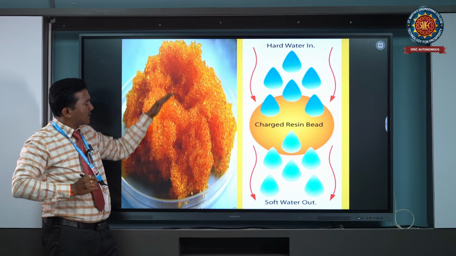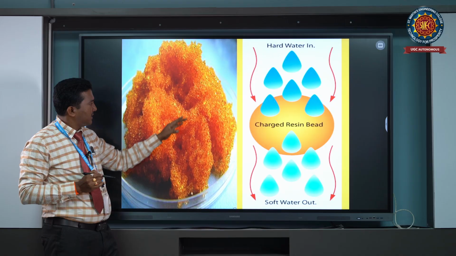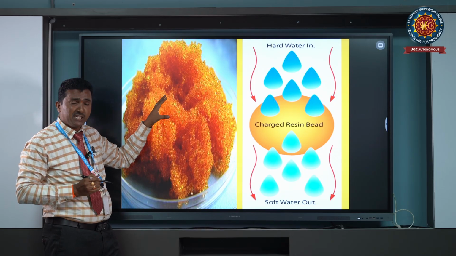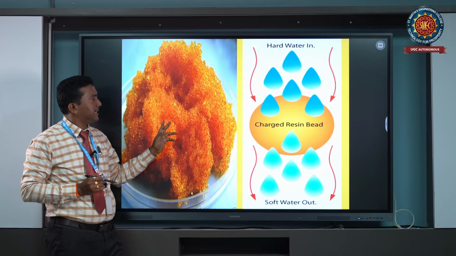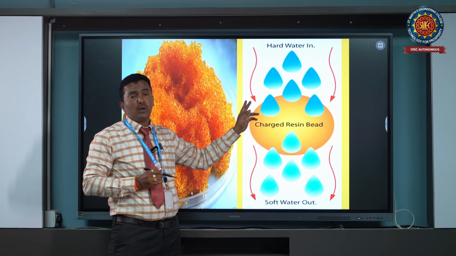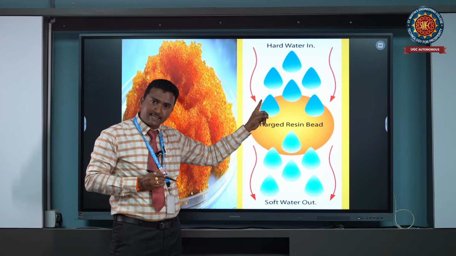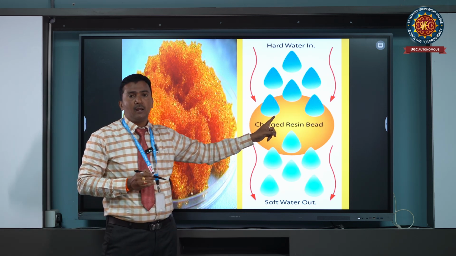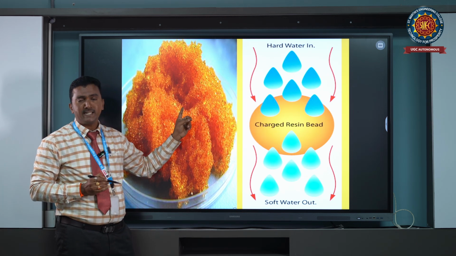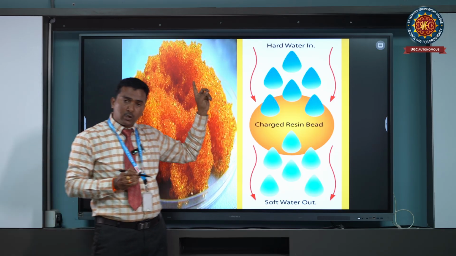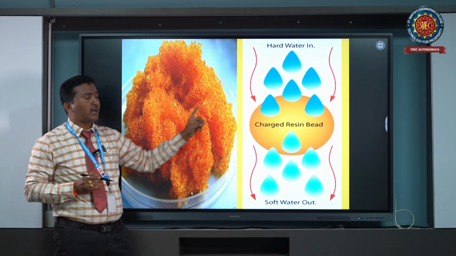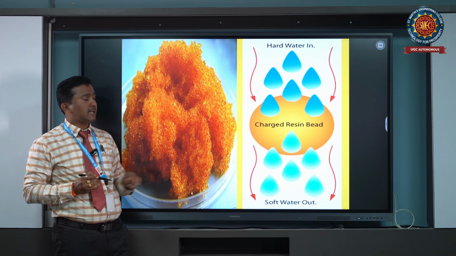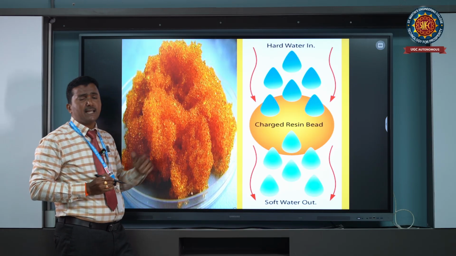This is the structure of the compound. You have to see this compound structure. Now the market names: Dowex 10, Amberlite 100, which act as cation exchangers. Next one, Amberlite 400. And in the market, different ion exchangers are there.